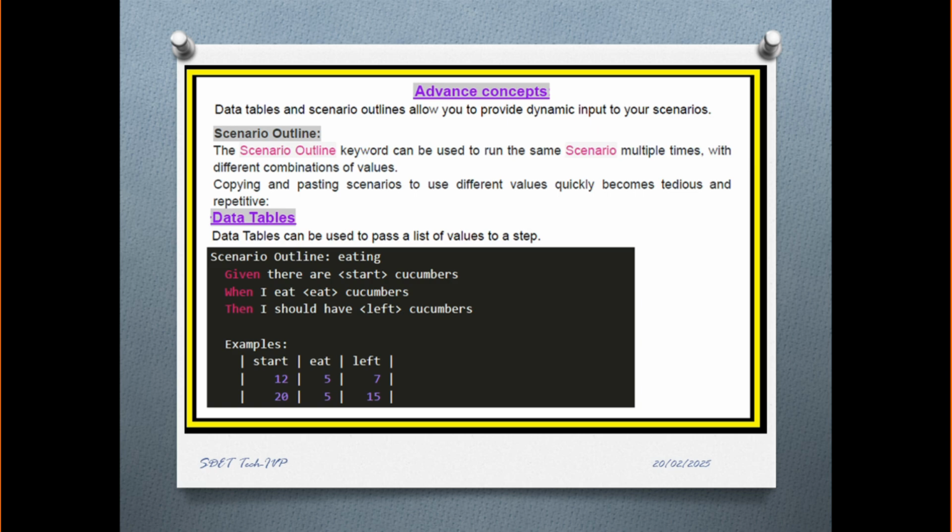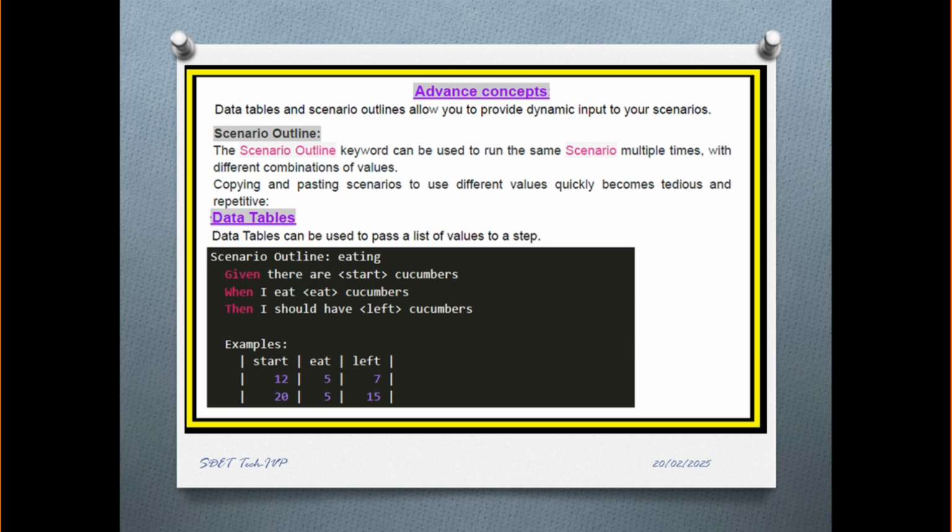Scenario Outline is a keyword that can be used to run the same scenario multiple times with multiple sets of data, with different combinations of values. Copying and pasting scenarios to use different key values becomes tedious and repetitive, so that's why we can use scenario outlines to make it easier. And what is data table? Data table provides the facility to enhance your scenario with multiple sets of data.